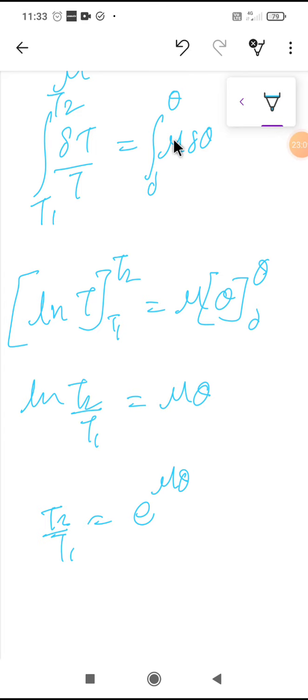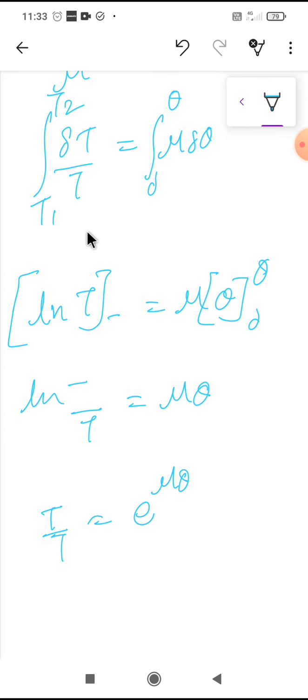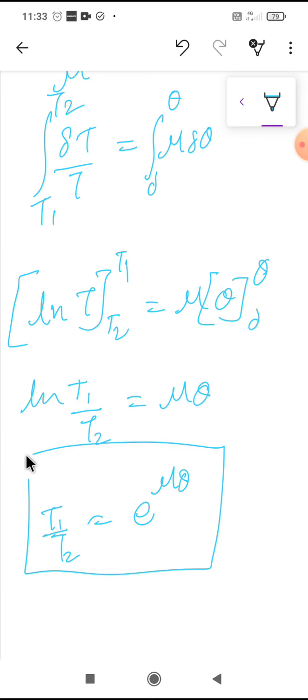Sorry, here we are not taking from T1 to T2, but from T2 to T1. So I will just replace this term. We are taking here from T2 to T1, so it will be T1 upon T2, and T1 upon T2 is equal to e raised to mu theta. So this is the ratio of the tensions on the slack side and on the tight side.